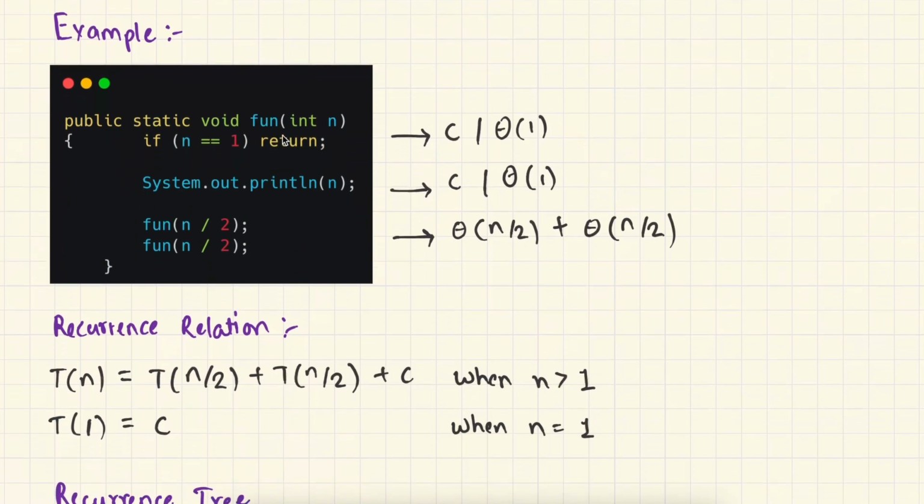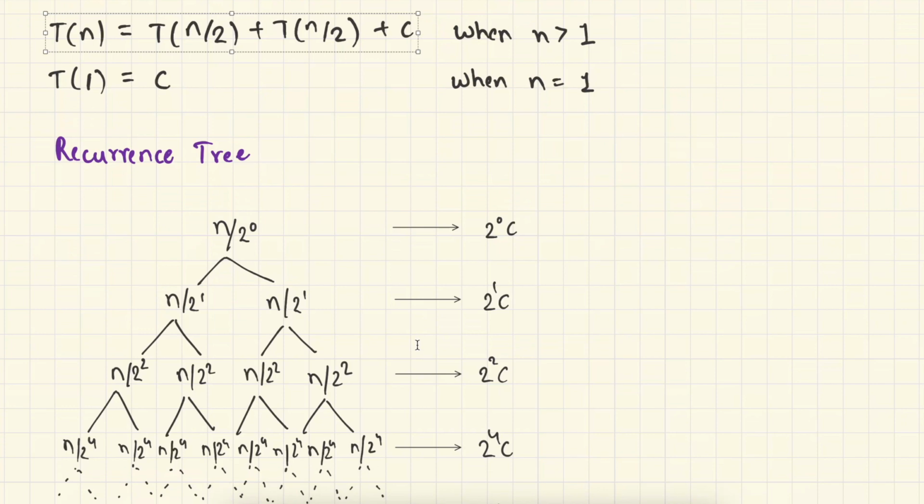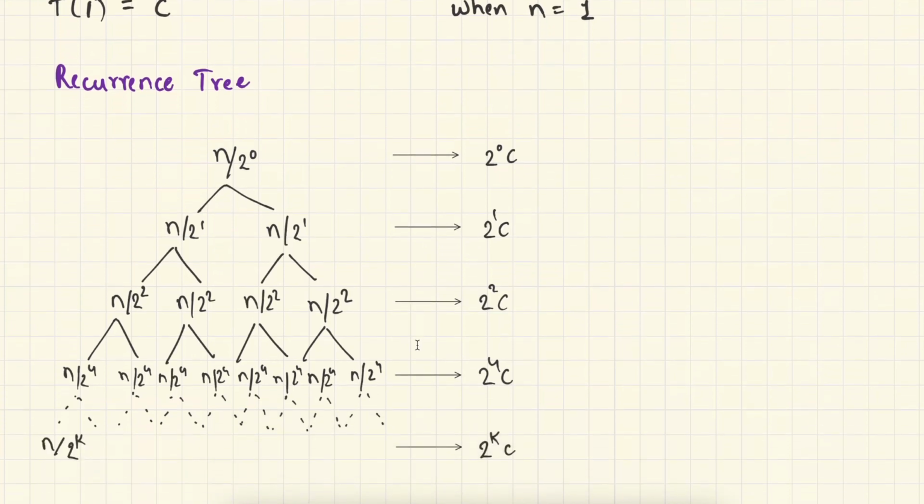This function is also doing a constant amount of work and this function is making two recursive calls by dividing n by 2. The recurrence relation of this function is T(n) is equal to T(n/2) plus T(n/2) plus c. Alright, now let's construct the recurrence tree of this recursive function.